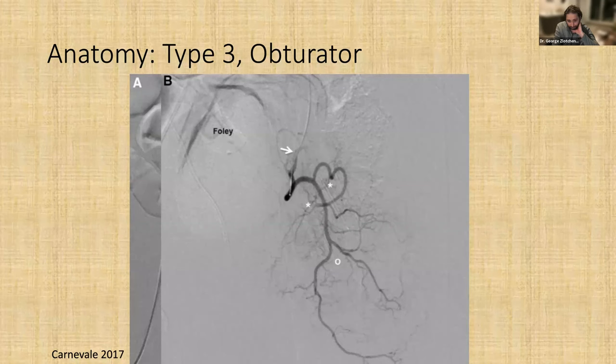This is kind of a cute picture. You can see the prostate artery doing a heart shape. So it's again crossing the obturator. Remember that crossing obturator sign. And this is it cannulated.